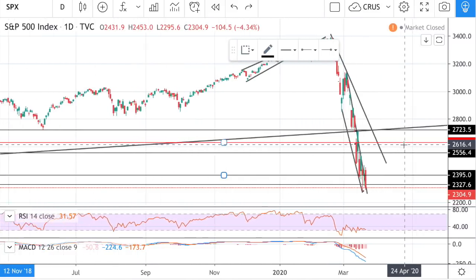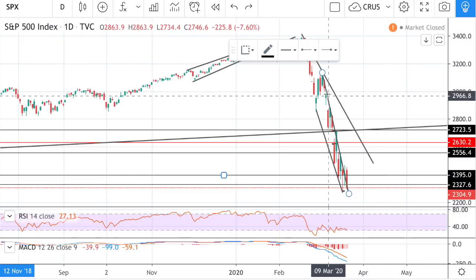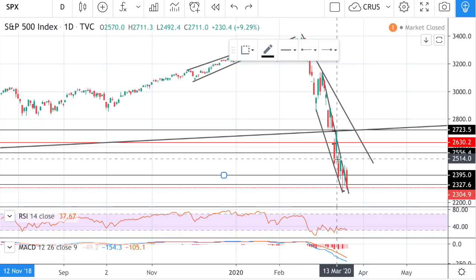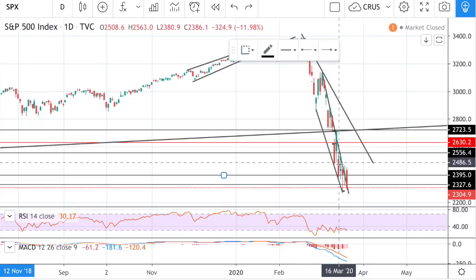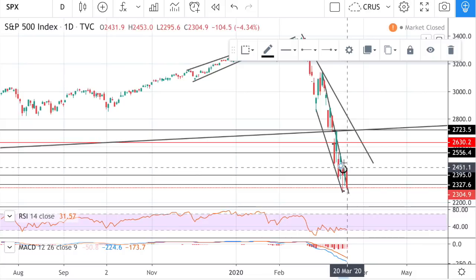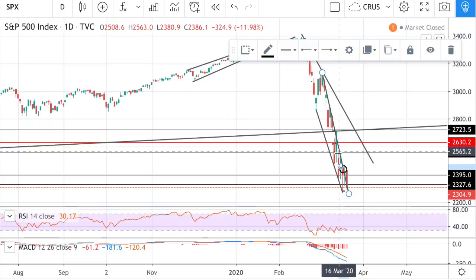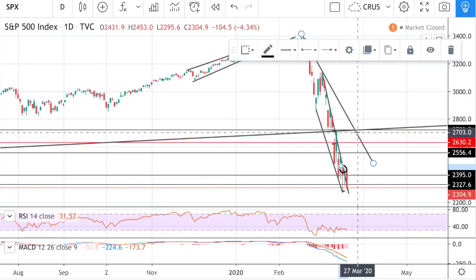So let's zoom in here and take a look at this wedge pattern that we highlighted in the last video. We had a downtrend line and we were looking for a break of this downtrend line. We did get a small break right here. We got a small bounce off of support here, but nothing significant. We were looking for a move to the red line right here and potentially this 2700 level.